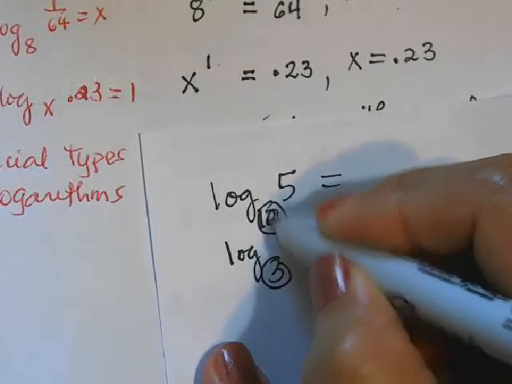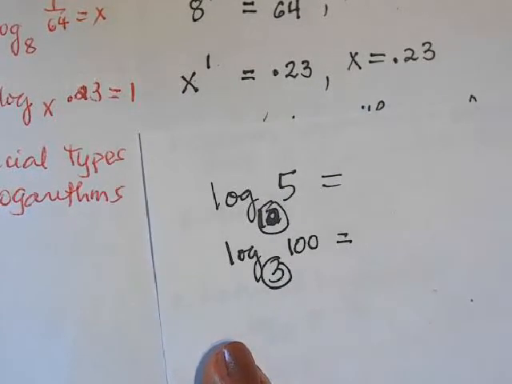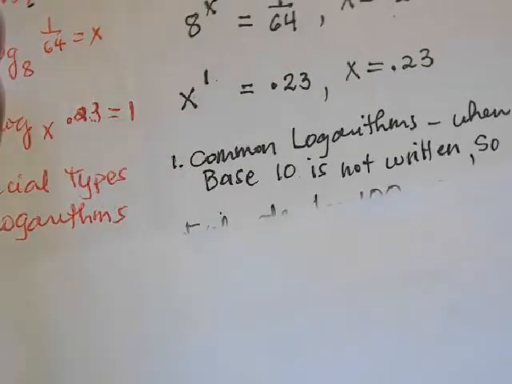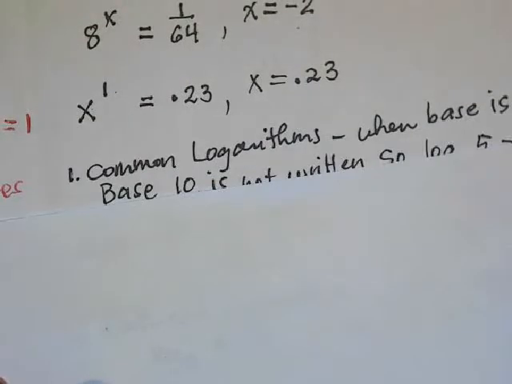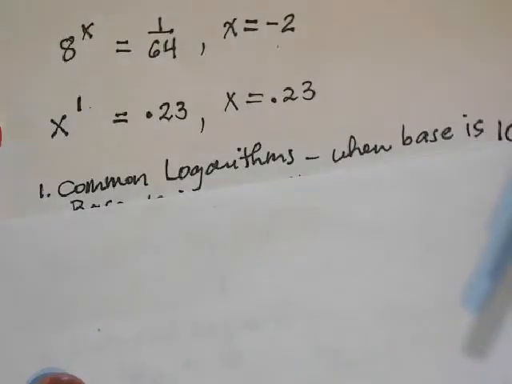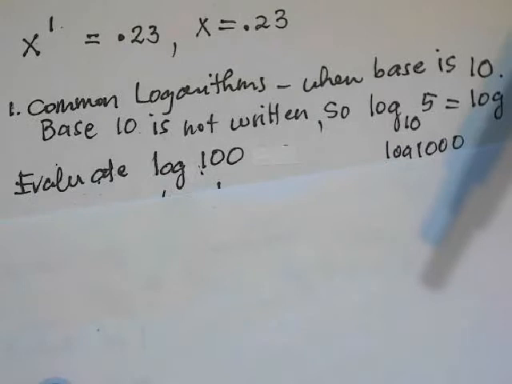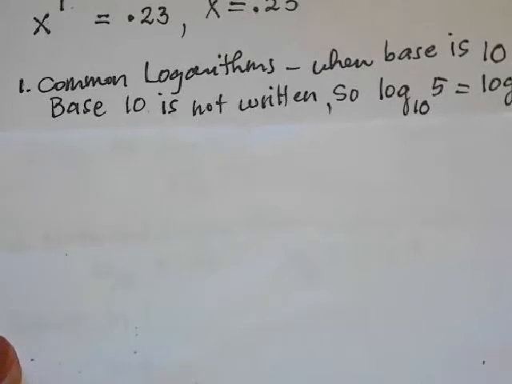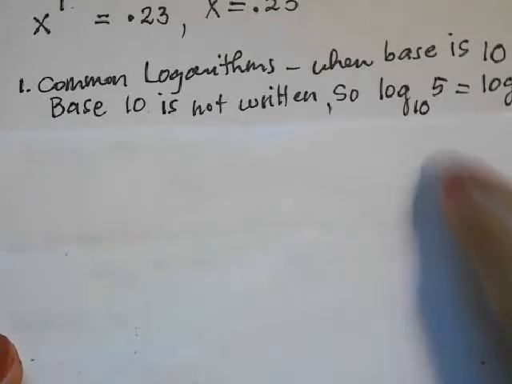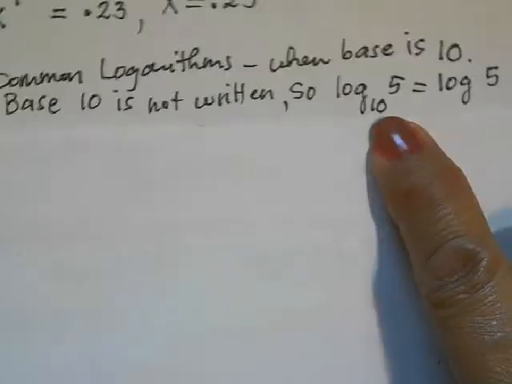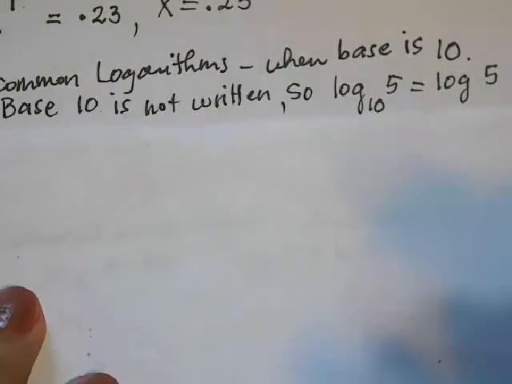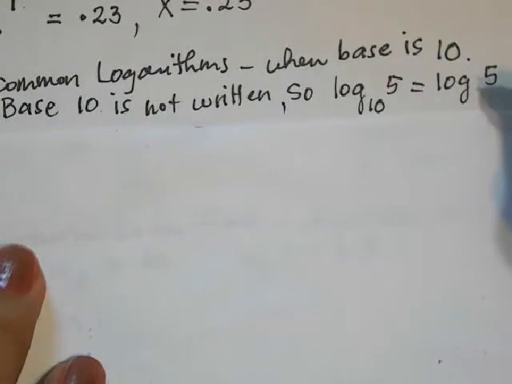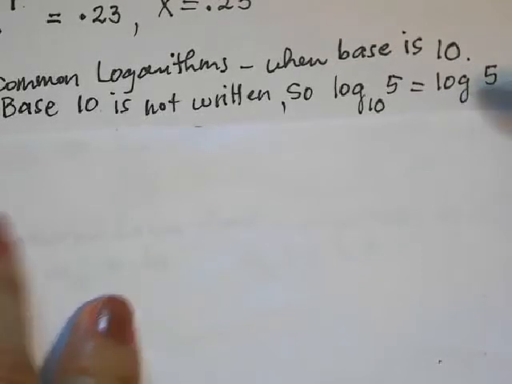But if the base is 10, that becomes a special type, and we call that common logarithms. Common logarithms is when the base is 10, and this is very important in math. You do not write base 10. So, instead of writing log base 10 of 5, you will just write log of 5. If you don't see any base, it's 10. If no base is written, it is 10.